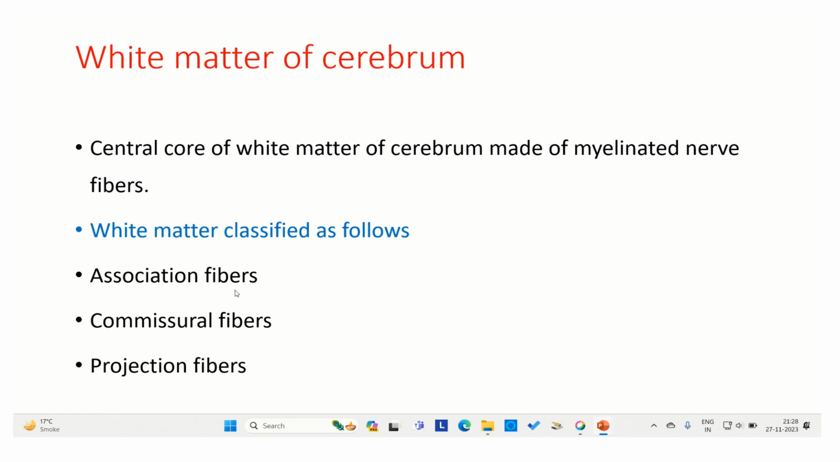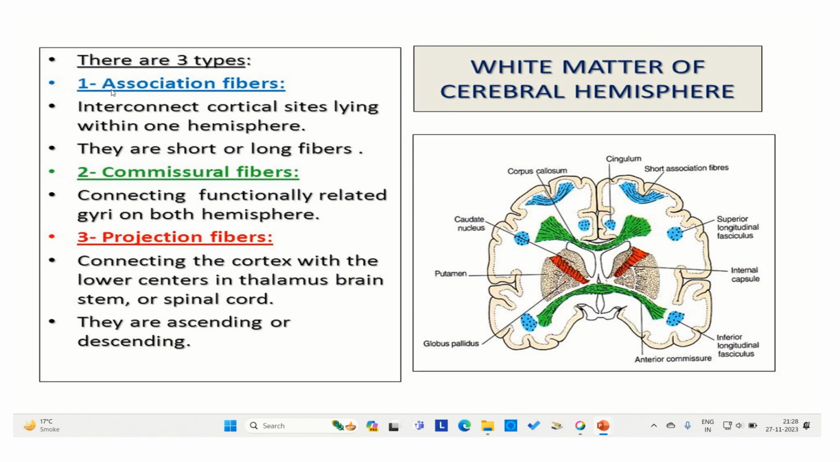It is classified into association fibers, commissural fibers, and projection fibers. Association fibers interconnect cortical sites lying within one hemisphere. They are short and long. You can see these are association fibers. Commissural fibers connect functionally related gyri on both hemispheres. You can see here this is the corpus callosum and this is the anterior commissure.